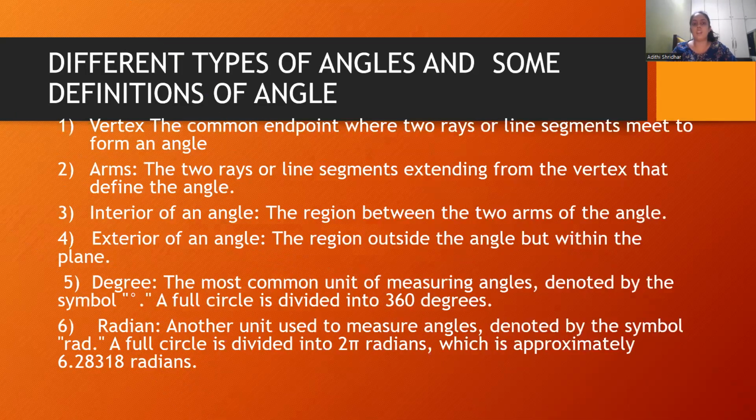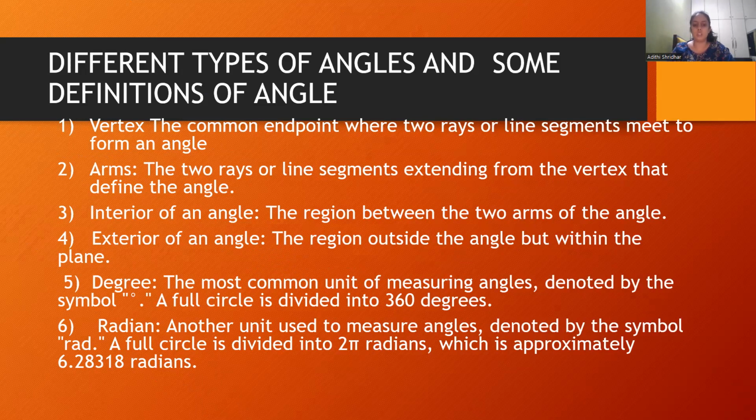Different types of angles and some definitions of angle. Vertex, the common endpoint where two rays or line segments meet to form an angle. Arms, the two rays or line segments extending from the vertex that define the angle. Interior of an angle, the region between the two arms of an angle. Exterior of an angle, the region outside the angle but within the plane.